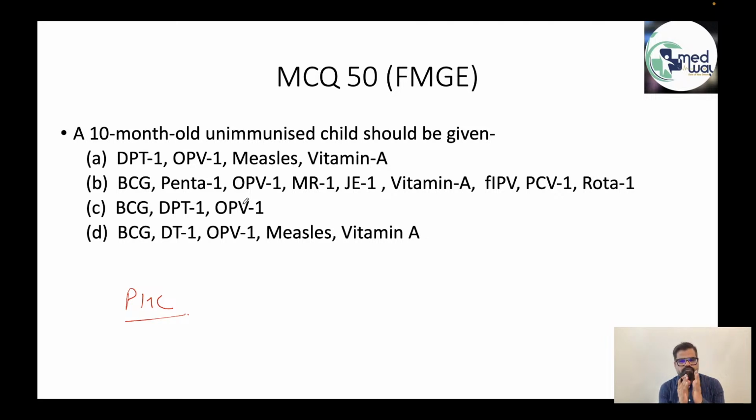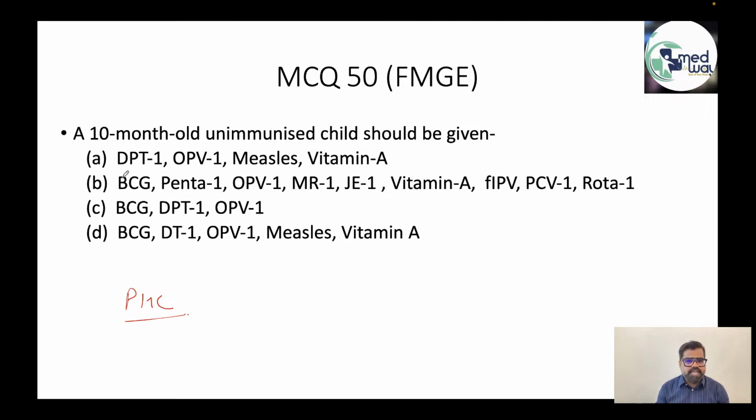So in immunization, students, you have to be very clear what is the ideal age of the vaccine and what is the maximum upper limit up to which it can be given. Please remember this. DPT can be given till 7 years. OPV can be given till 5 years. Measles can be given till 5 years. Vitamin A till 5 years. BCG 1 year. Pentavalent 1 year. OPV same, 5 years. Measles rubella 5 years. Japanese encephalitis 15 years. Remember, vitamin A 5 years. FIPV 1 year. PCV 1 year. Rotavirus 1 year. Now let's see how to solve all this.